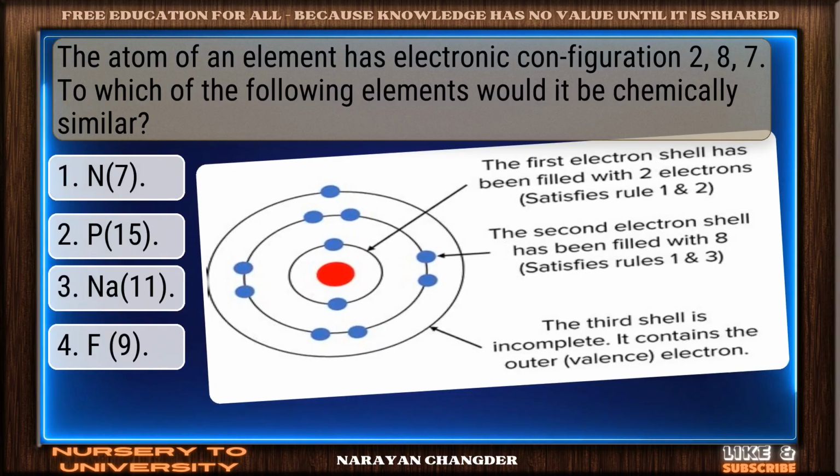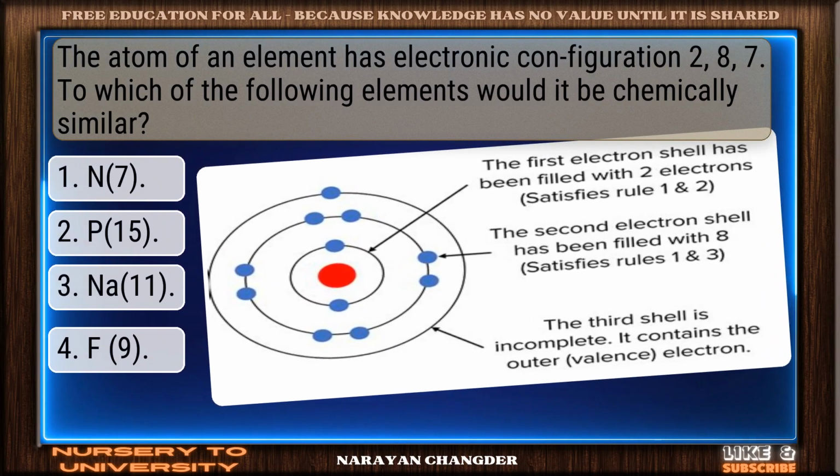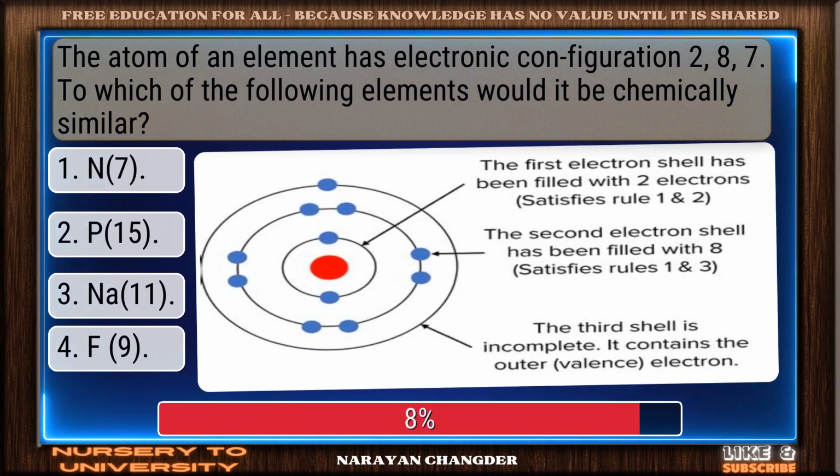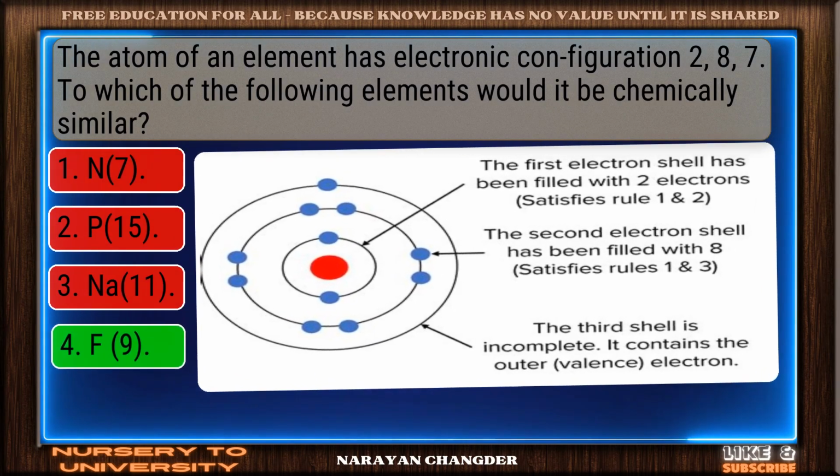The atom of an element has electronic configuration 2, 8, 7. To which of the following elements would it be chemically similar? Valid point. F is true.